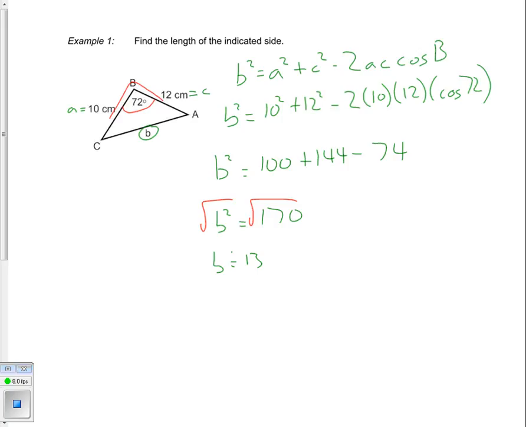13. Okay, and so that is how you can use the cosine law in order to figure out an unknown side length.